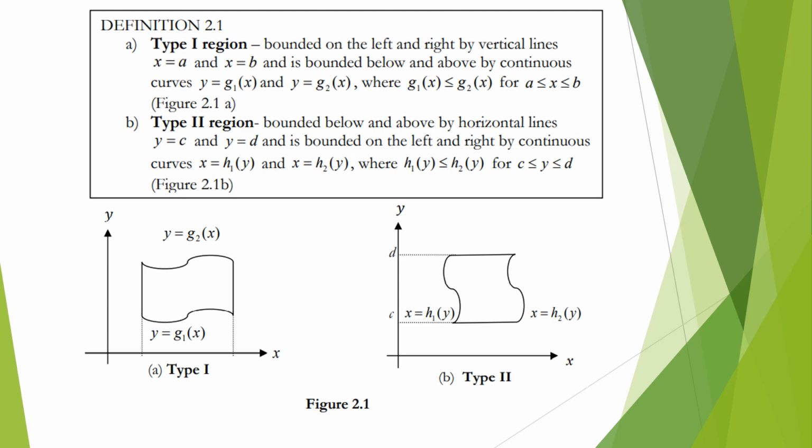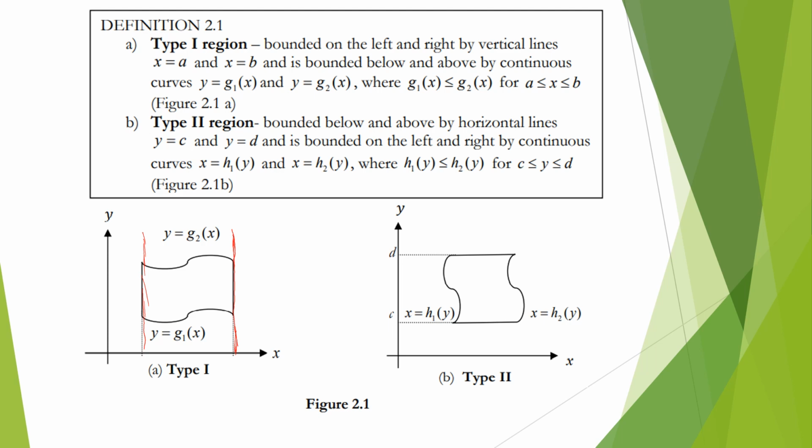Okay, definition 2.1, type 1 region. We have two types of integration here. Type 1 region is bounded on the left and right by vertical lines. Here are our vertical lines. So this is a type 1.